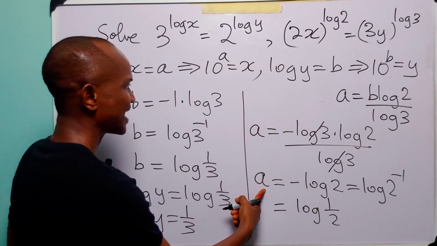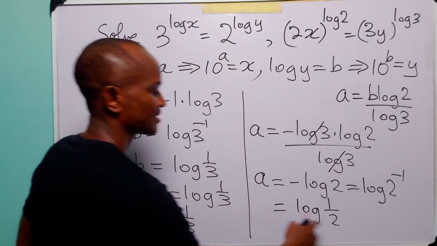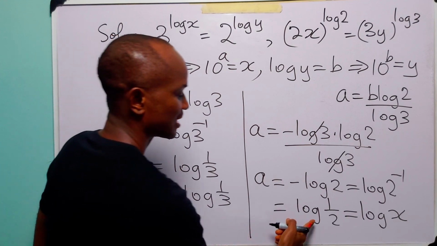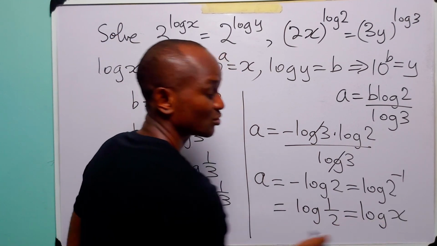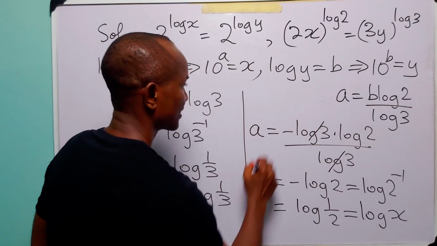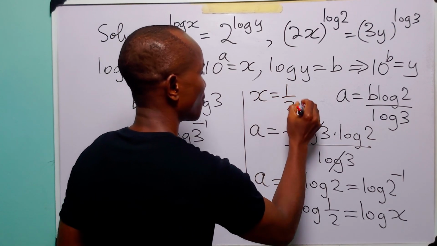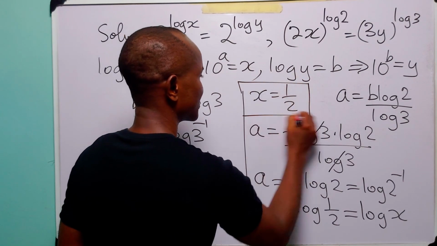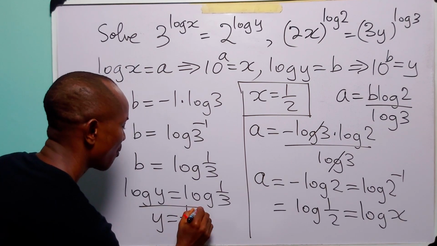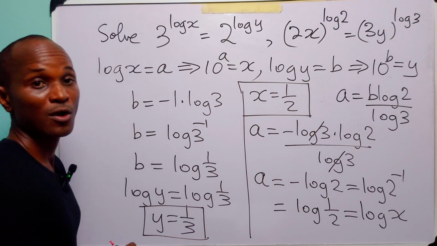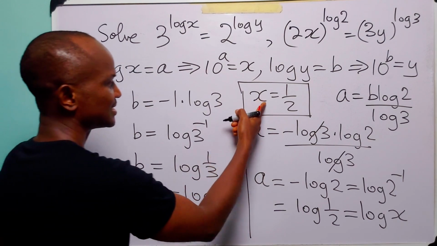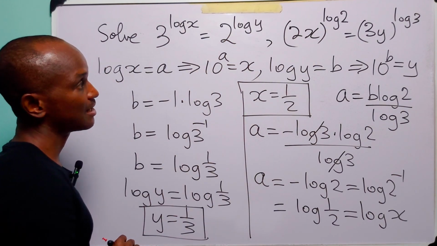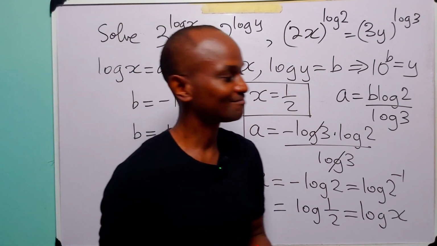But let us remember that a is equal to log x. So this is equal to log x. Of course, when log 1 over 2 is equal to log x, it simply means that x is equal to 1 over 2. So we found that x is equal to 1 over 2 and y is equal to 1 over 3. And these are the values of x and y that satisfy this system of logarithmic equations.